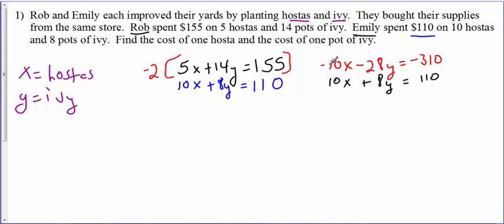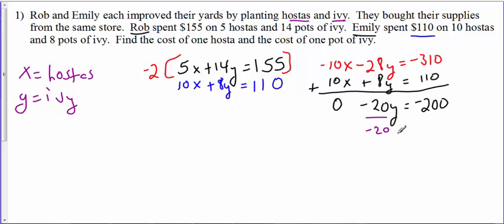Now that we have coefficients that are the same but opposite signs, we can add the two equations together and our x's will eliminate, leaving us with negative 20y equals negative 200. And of course, we'll turn around since we've got variables on one side, numbers on the other, and divide by negative 20. So a negative divided by a negative will give you a positive. 200 divided by 20 is 10. So we know that each pot of ivy costs $10.